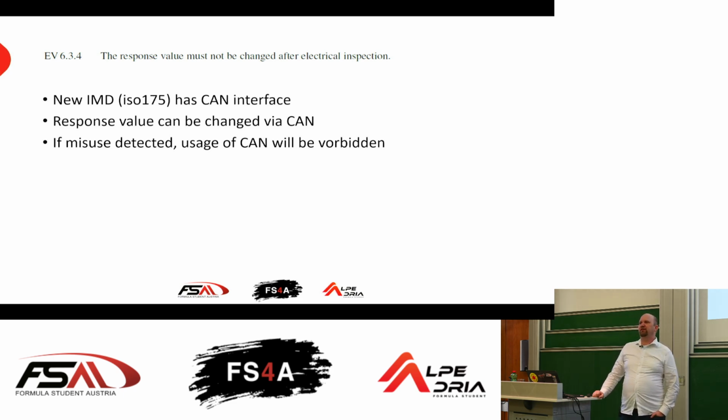The problem is when we find out that teams change it for some reason that won't help them. But if you do it, we will block the CAN interface, and then you are not allowed to read out your resistance anymore. It would be nice for logging or whatever you want. So just don't do it.